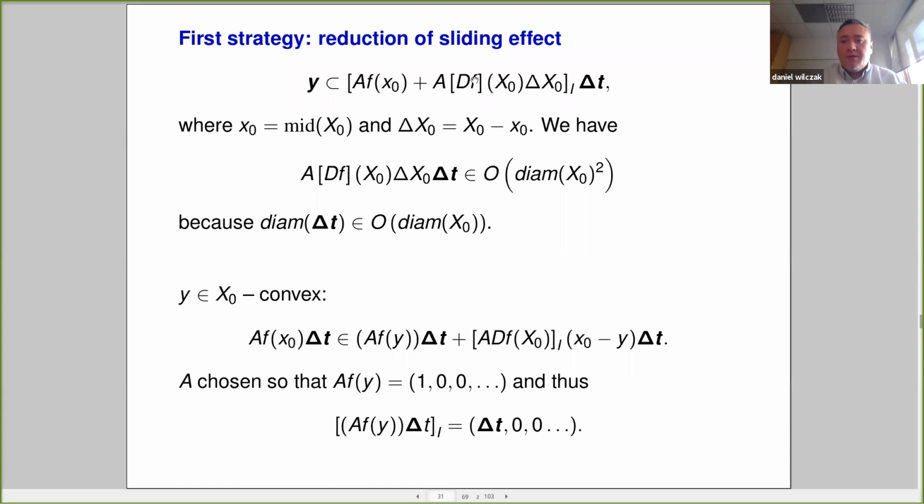And A times derivative evaluated at the entire set x0 can be quadratically small in size of x0, because here we have delta t, which is also proportional to the diameter of the set, and this difference is also proportional to the size of the set. So in total, what we get is a quadratically small component, this component. So at the end, what we get is this quantity times a quadratically small quantity, but in this quantity we skip the first coordinate. So this is why it is small.